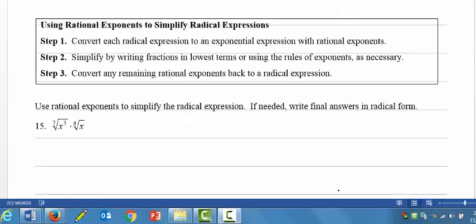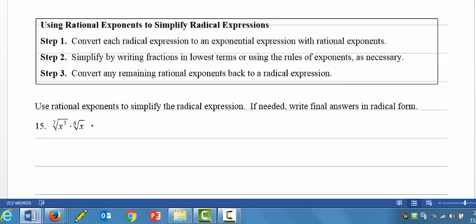Okay, now we're going to use rational exponents to simplify radical expressions. So we're going to work in the opposite direction. We're going to convert each radical expression to an exponential expression with rational exponents. We're going to simplify by writing fractions in lowest terms or using the rules of exponents as the problem requires. And then we're going to convert any remaining rational exponents back to radical expressions.